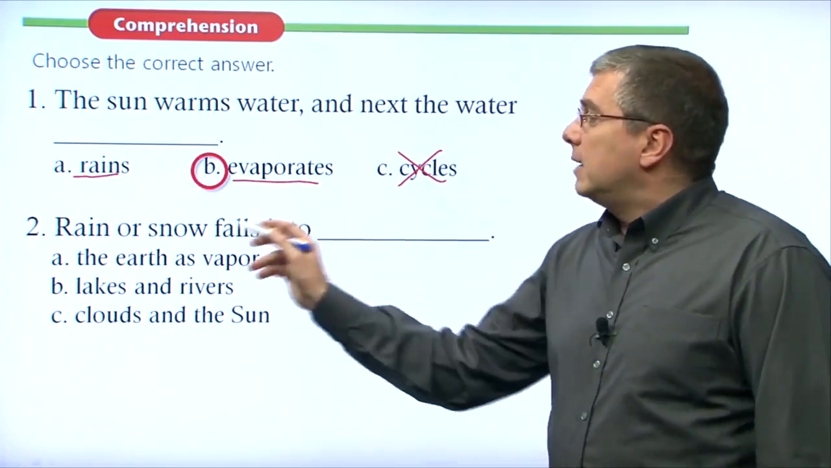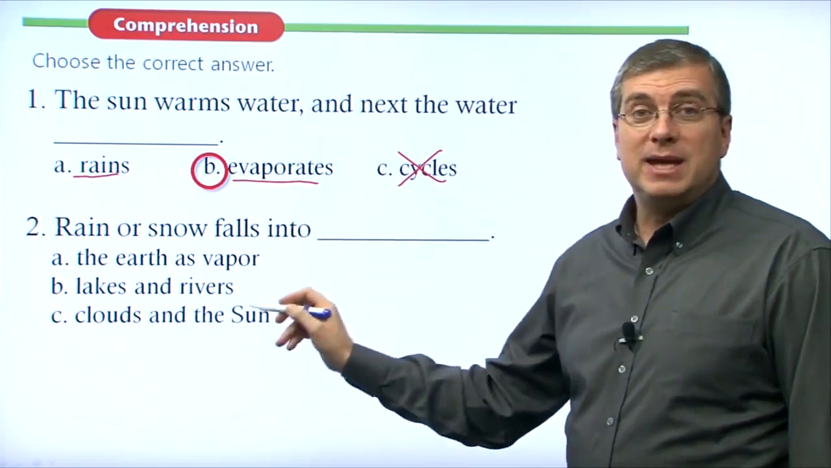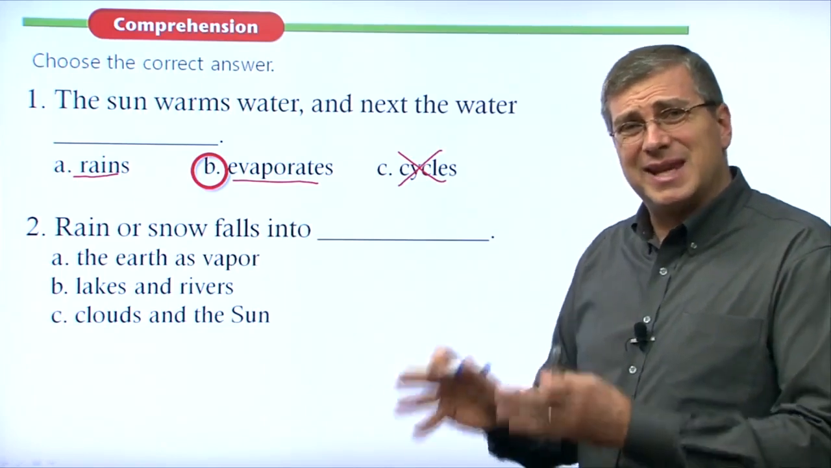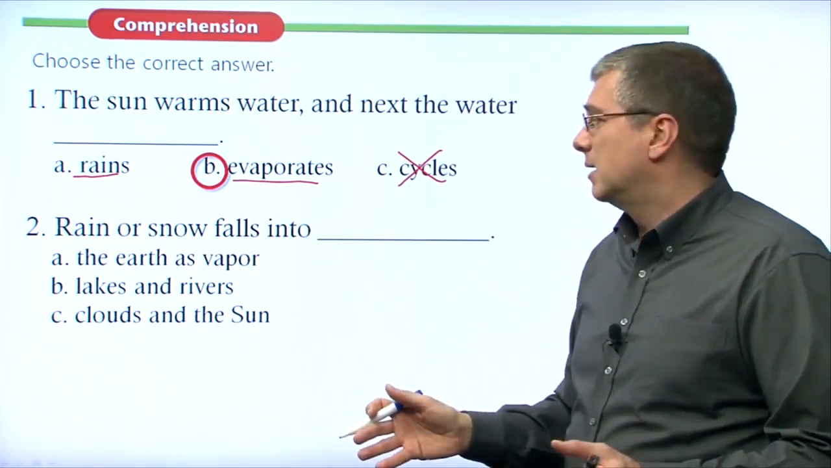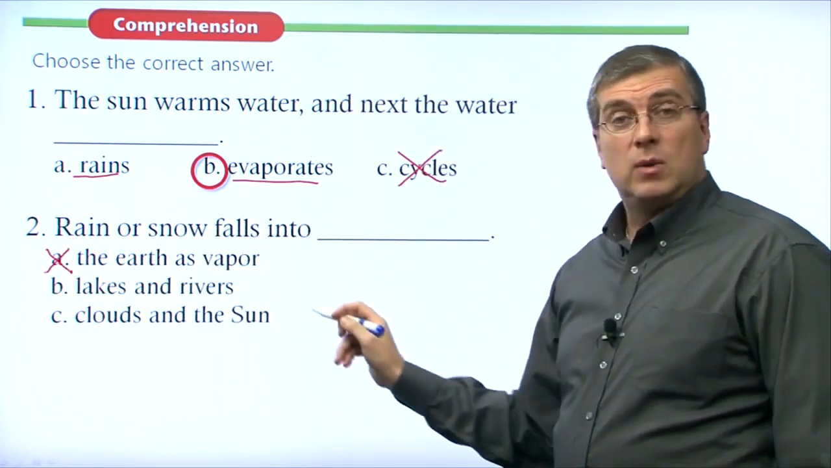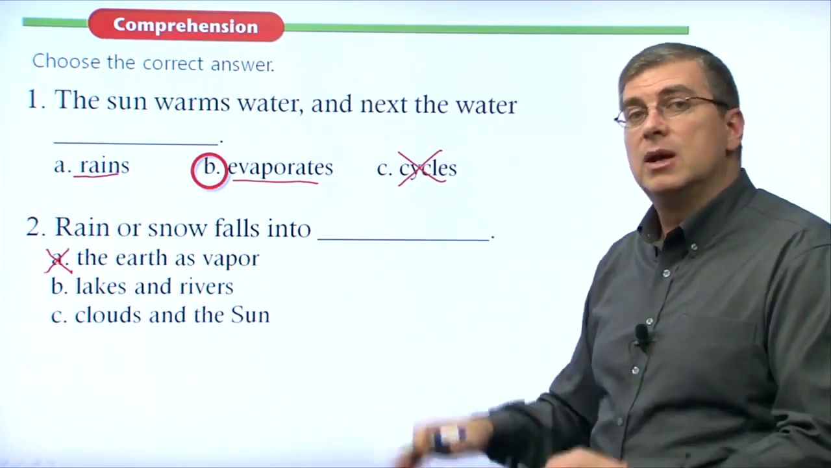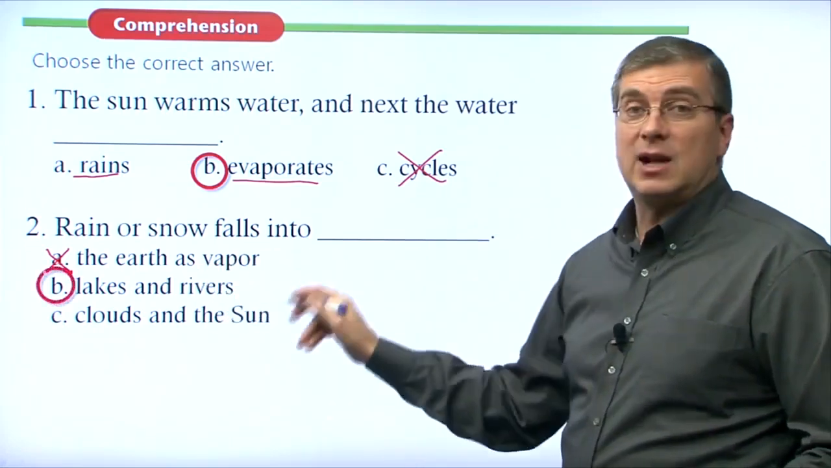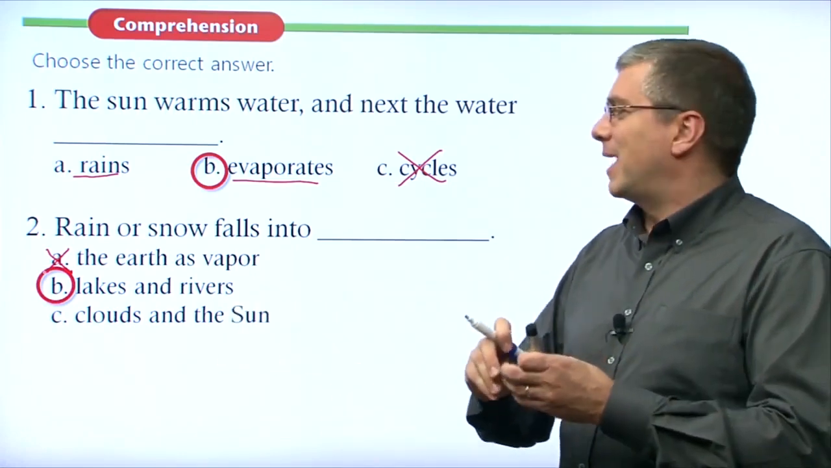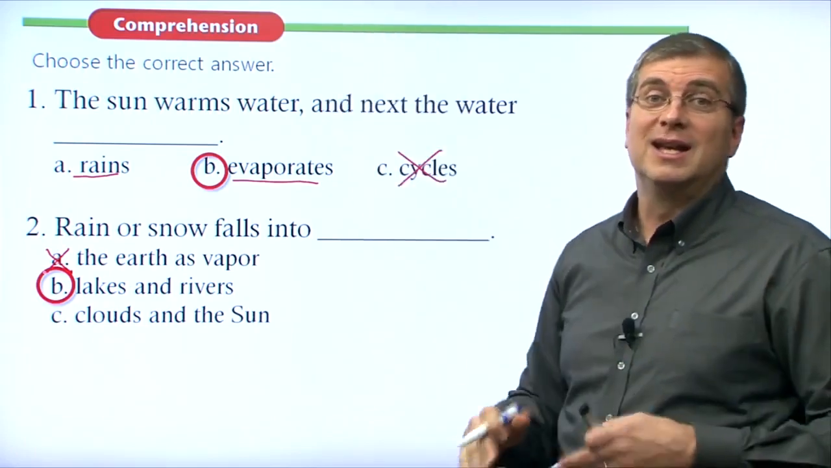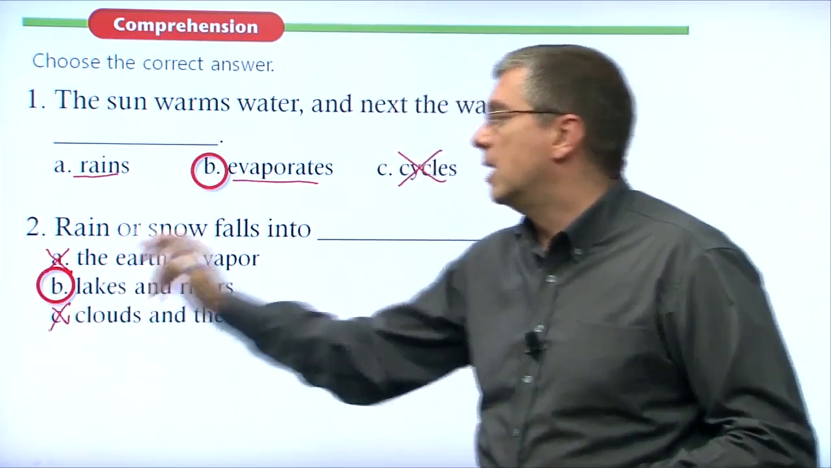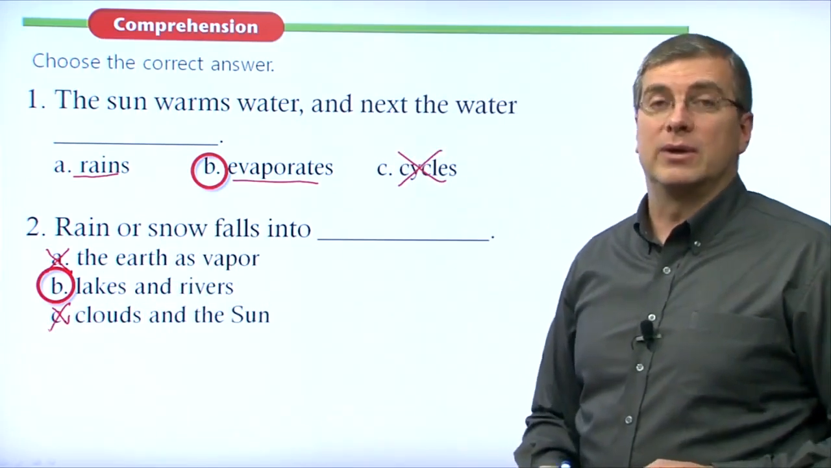Number 2, rain or snow falls into what? A, B, or C. Rain or snow falls into the earth as vapor. It falls into the earth as a gas. Oh, that's silly, right? It doesn't do that. So that is not correct. A is not correct. Rain or snow falls into lakes and rivers. Oh yeah, okay, it goes back down into the body of water. It falls into lakes and rivers. It falls into clouds in the sun. That's kind of silly, right? Rain and snow falls up into the sky, goes to the sun. That's kind of crazy, isn't it? That would be very silly. So that obviously is incorrect also. Our right answer is B, lakes and rivers.